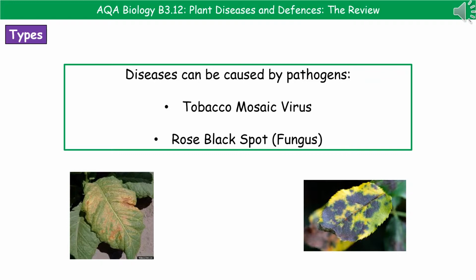And in our earlier videos we've looked at these in more detail, but just to remind you of the two you need to know, we've got tobacco mosaic virus, which is caused by a virus, and then we've got rose black spot, which is caused by a fungus.